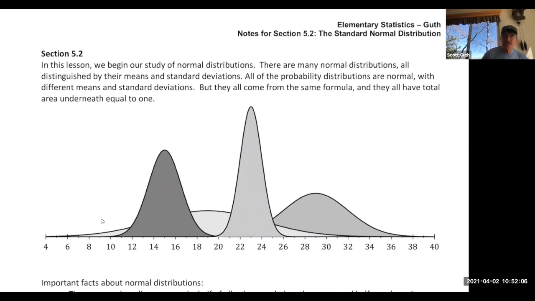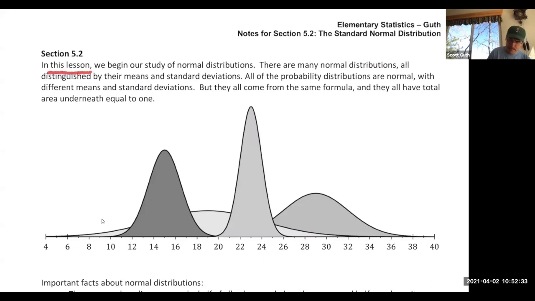So now we're doing section 5.2. You can see all these bell curves, and we're going to study bell curves in this section. We're going to start with something called the standard normal distribution. That's a distribution of z-scores. What we really do to all the different normal distributions out there is we standardize them by taking z-scores, and that has a very clever effect of making them all the same.